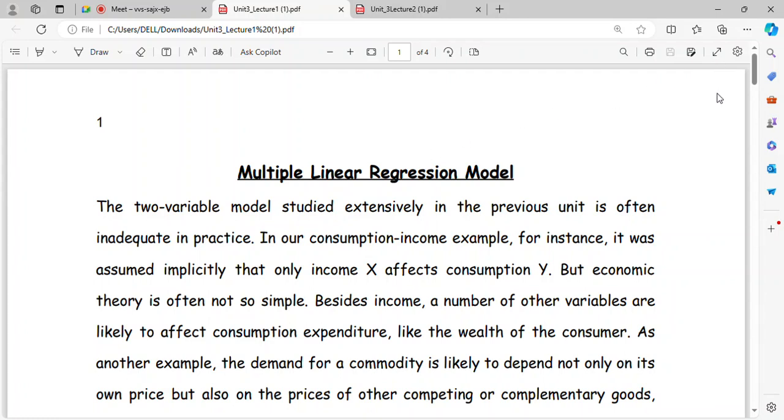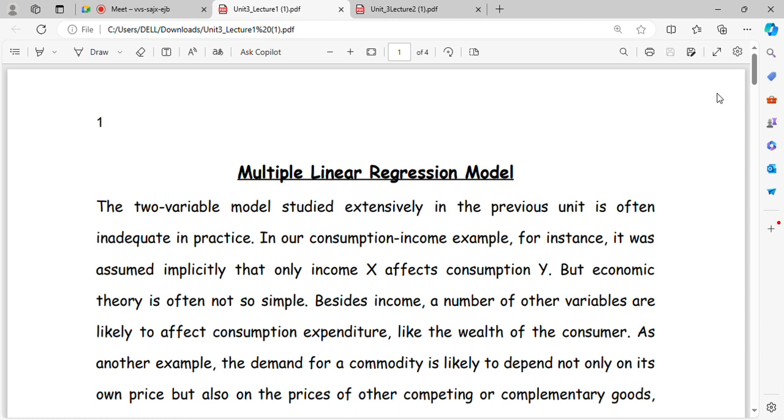Okay, so multiple linear regression model. The two variable model studied extensively in the previous unit is often inadequate in practice, because in case of a two variable model, for example x and y, like consumption and income, we have implicitly assumed that only income affects consumption. মানে আমরা ধরে নিয়েছিলাম যে কনজাম্পশন ইনকাম মডেলে শুধুমাত্র ইনকামের দ্বারাই কনজাম্পশন এফেক্টেড হয়. However, there can be other factors as well which can affect our consumption.